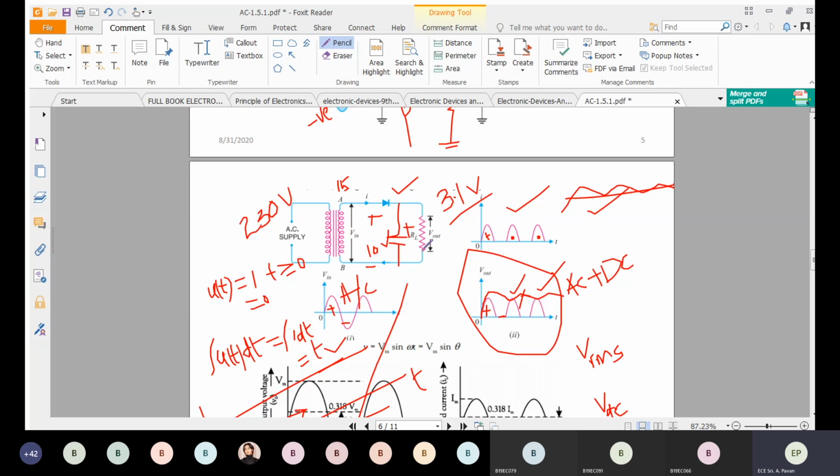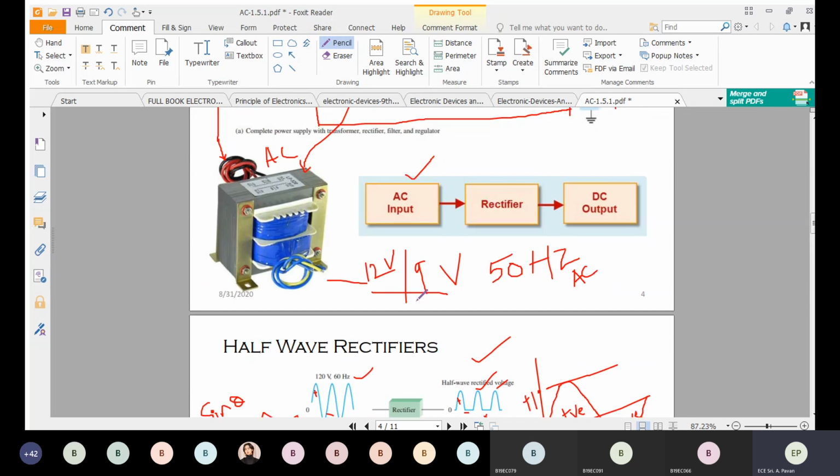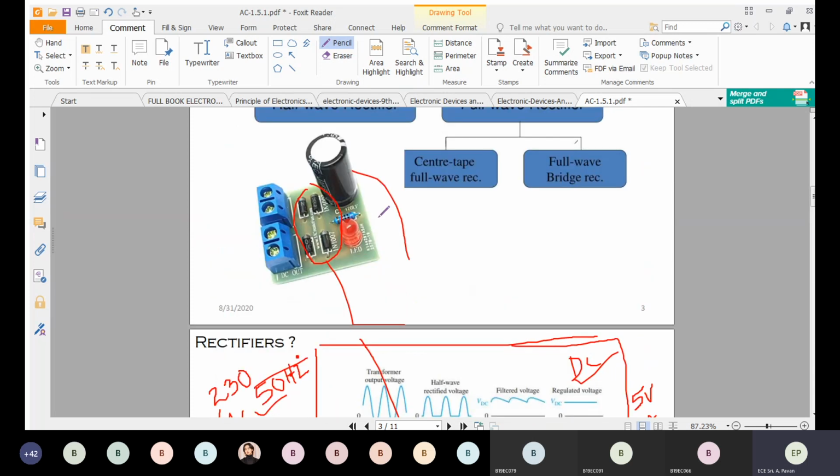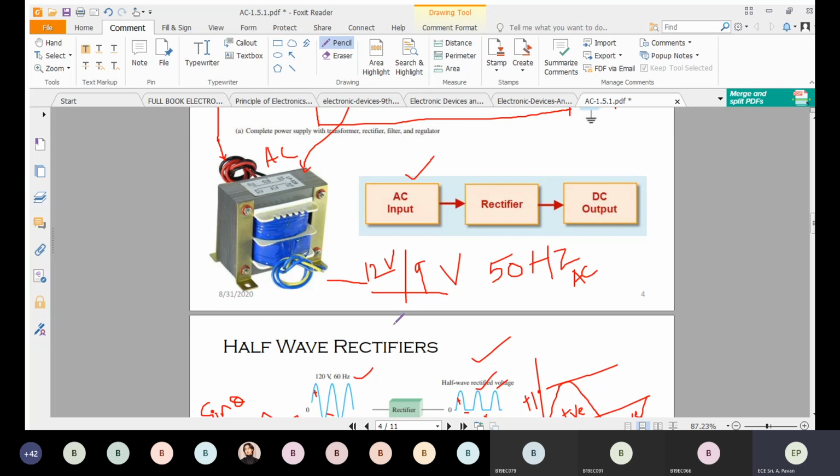So introducing the capacitor is nothing but introducing the filter. See here, using the diodes we call it a rectifier, introducing the capacitor we call it a filter. The rectifier is nothing but diodes, half wave rectifier, full wave rectifier; filter means capacitor. That's why here we have diodes, capacitor and LED. It is fine, right?